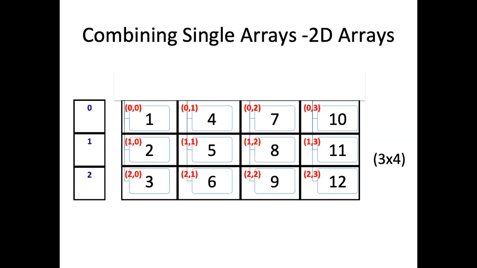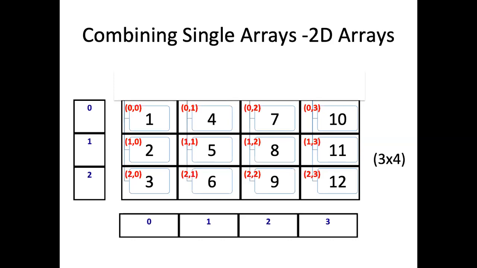That means that it's the third row and the fourth column, and this is representing the index of the number of columns that you have. Okay, the number of columns that you can have. So you can look at this 2D array either as a compilation of 4 vertical arrays, or 3 horizontal single arrays.